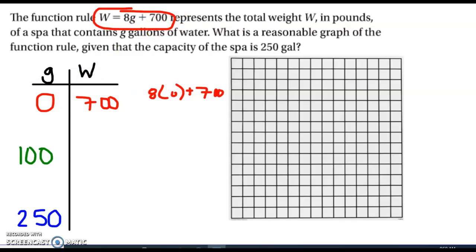So now I'm going to plug in 100. So that means I have 8 times 100, right? So 8 times 100 is 800. And then 800 plus 700 is 1,500.